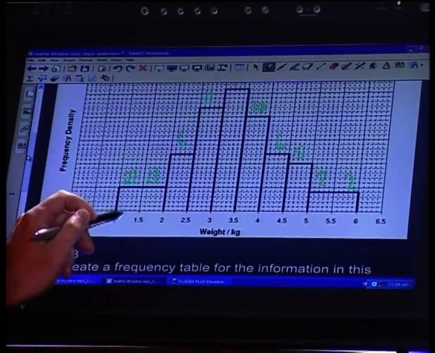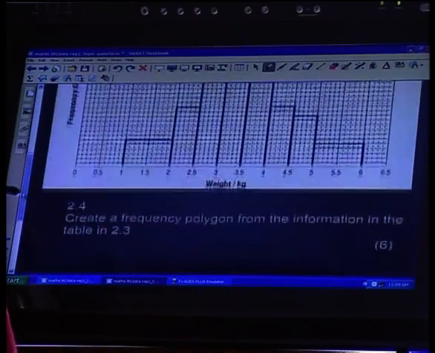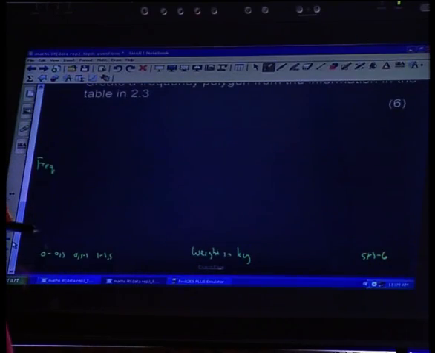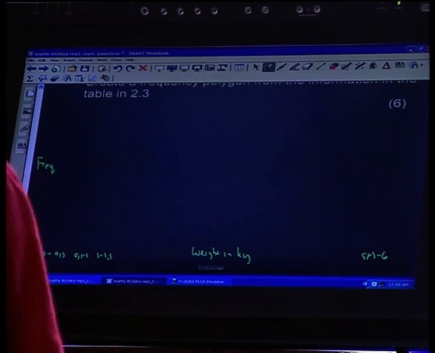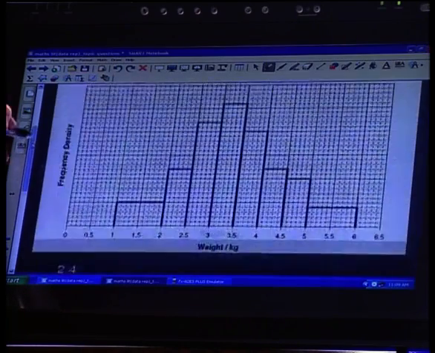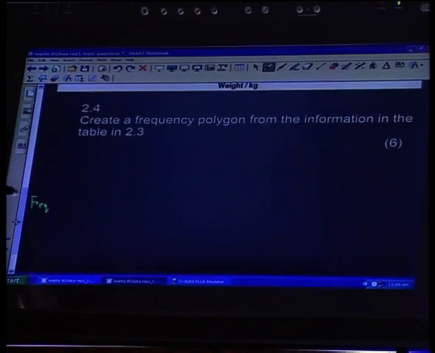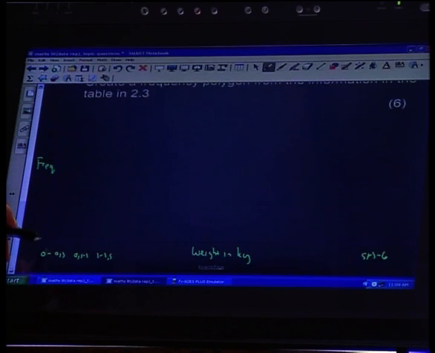Remember, we had from 1 to 1.5 was 2.5. So over here we're going to find 2.5, and we'll need a scale. What was the highest value that we had for our frequency? Well, that was this one over here, which we said was 13 babies. So I would suggest that for your frequency chart, start at 0 again, always good to start at 0, and move all the way up to, let's say, 15.